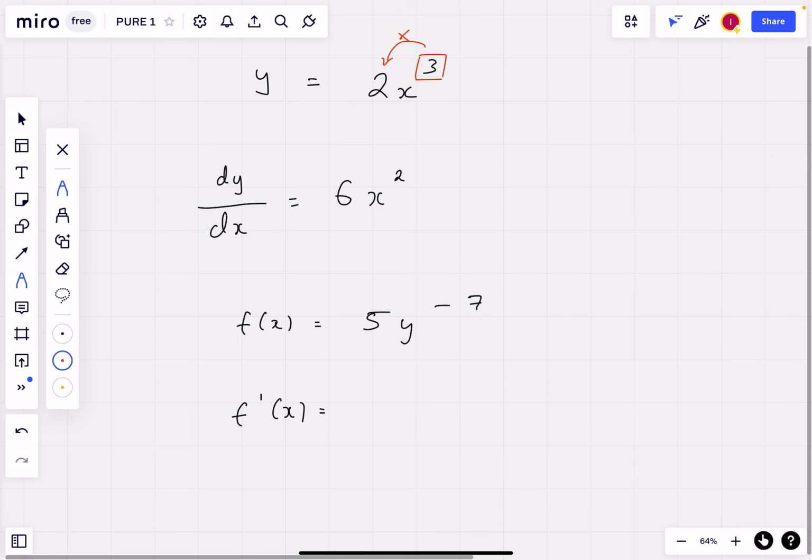You're going to take the power, you're going to multiply. So 5 times minus 7 is minus 35. You write your letter, y, and then you minus 1 from the power, minus 8. That's it. That is differentiation.